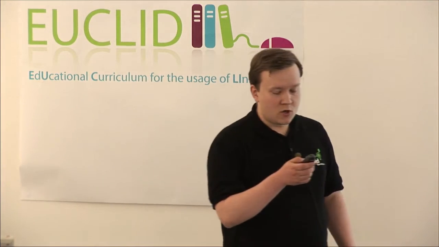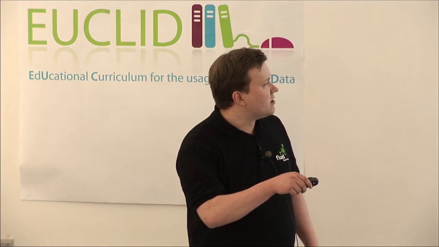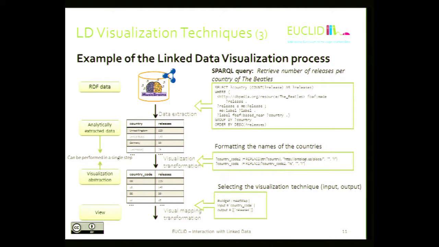Let's go to a concrete example. Say that you're interested in visualizing Beatles releases, countries where the Beatles released their records. We have our MusicBrainz data set loaded in our triple store, and with the help of a SPARQL query that may look like this, we extract a relevant region of interest from that data set.